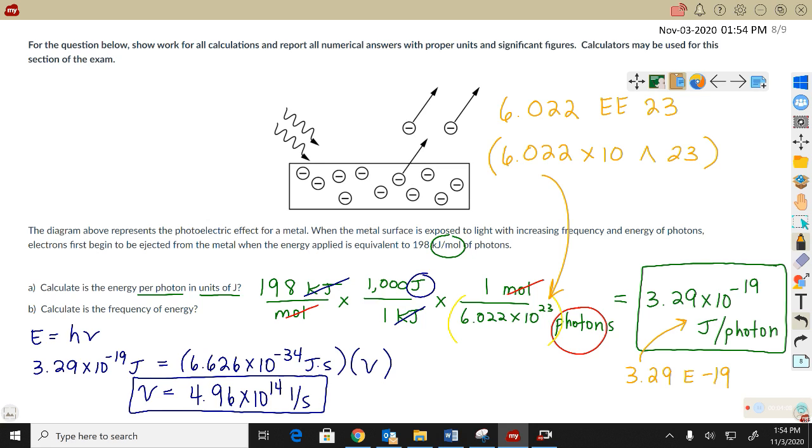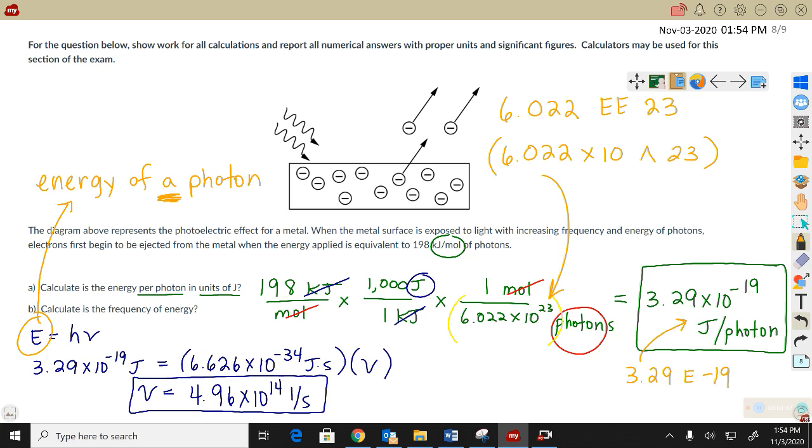Alrighty. Then in part B, calculate the frequency. Well, now I can use that equation. E equals hν. h is Planck's constant. It's in the packet. And I know E, energy. Now, we also mentioned earlier that when you use this equation, E is the energy of a photon.